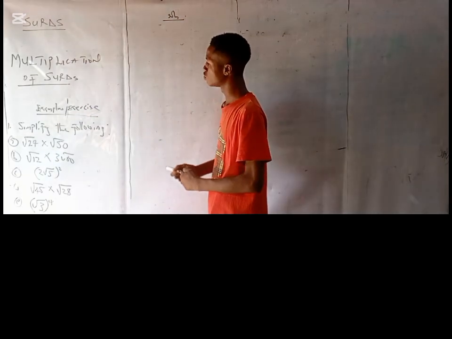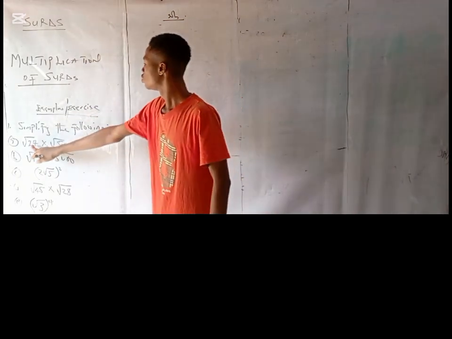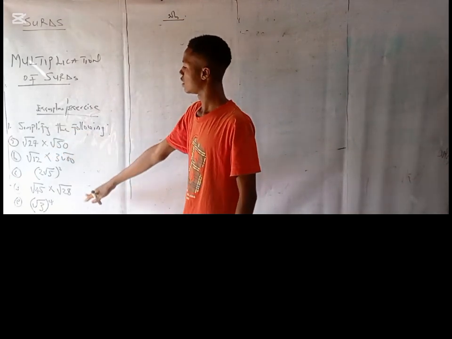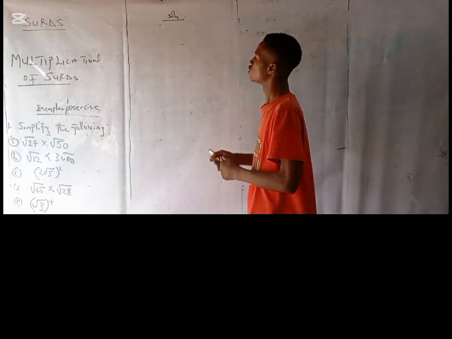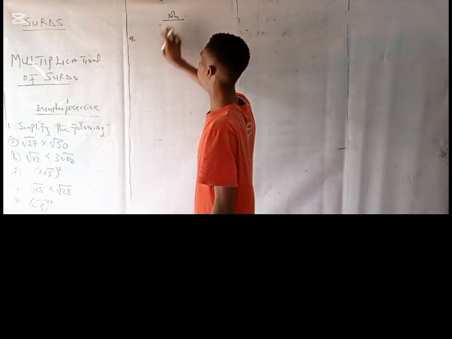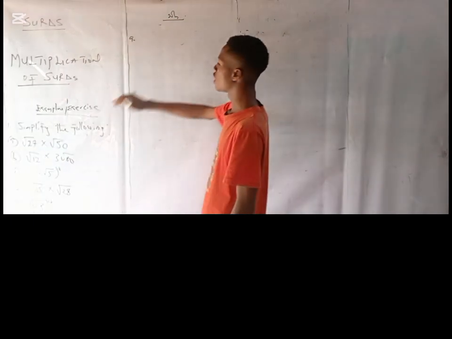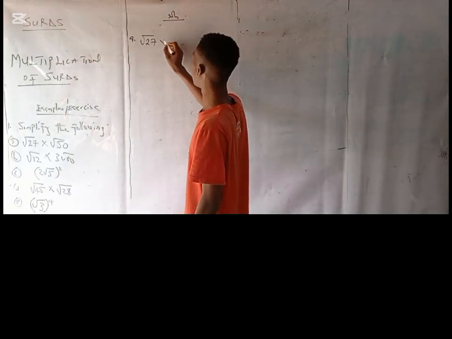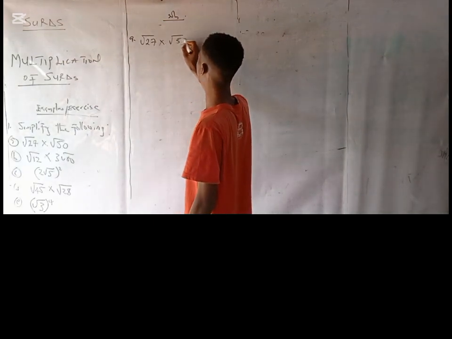There they ask us to simplify root 27 times root 50 down to E. So let's start with letter A. Solution, start with letter A. We have root 27 times root 50.